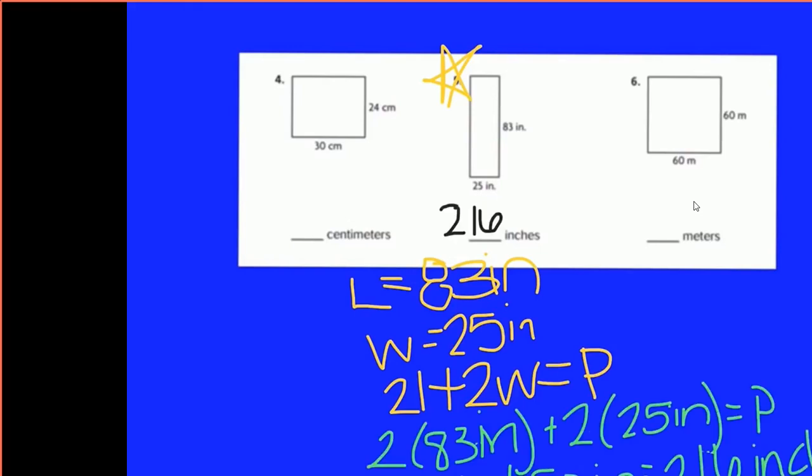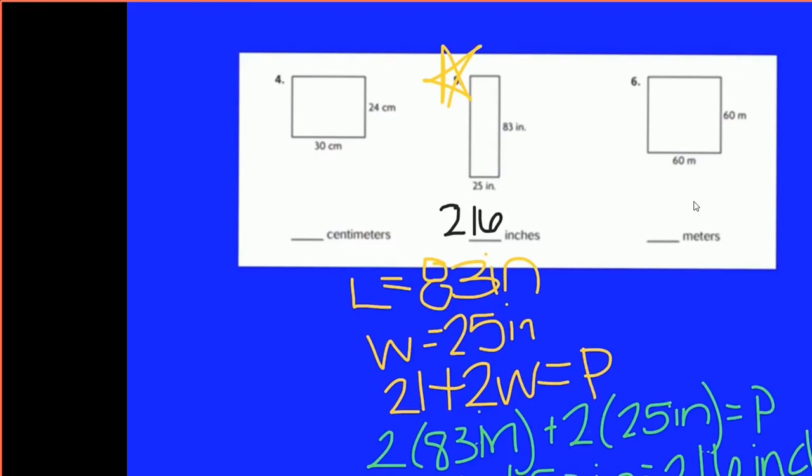All right, boys and girls, let's go ahead and double check your work, and I'm going to walk you through it as well. Again, my length was 83 inches, my width was 25 inches, and if you take a look at your reference sheet, you know that in order to get the perimeter, again, the length around, you have to multiply 2 times the length plus 2 times the width equals the perimeter.